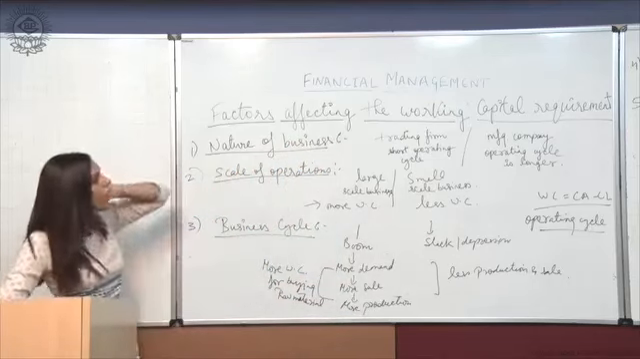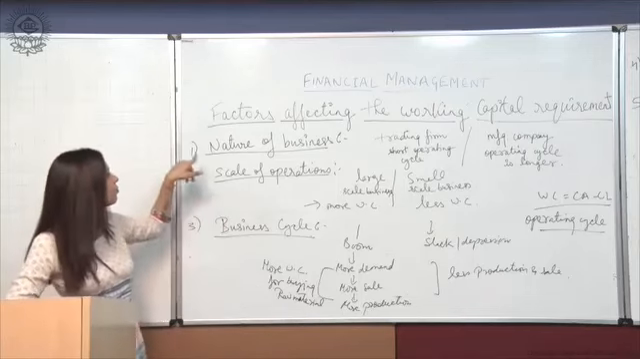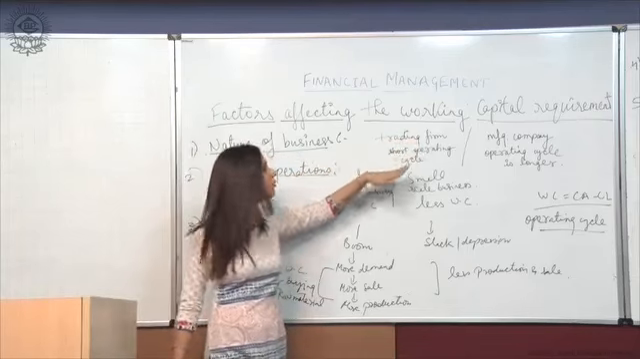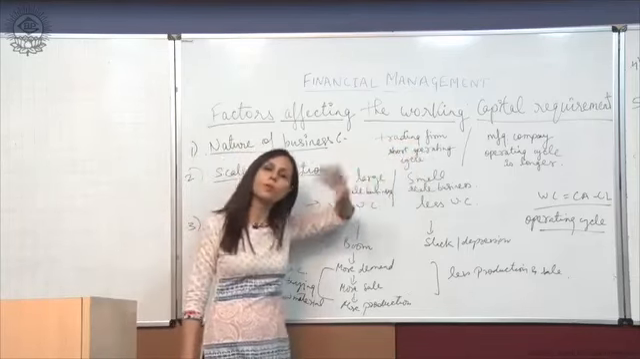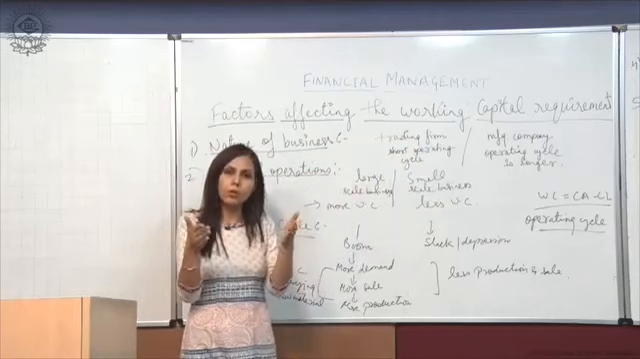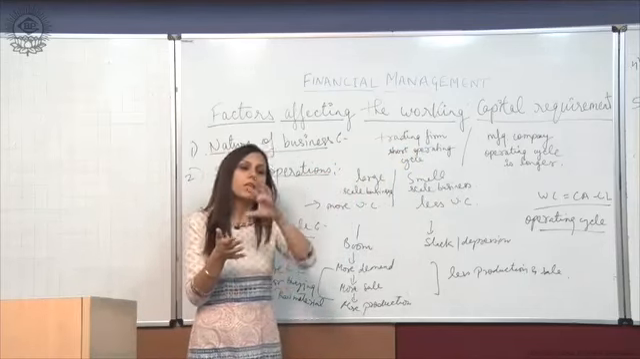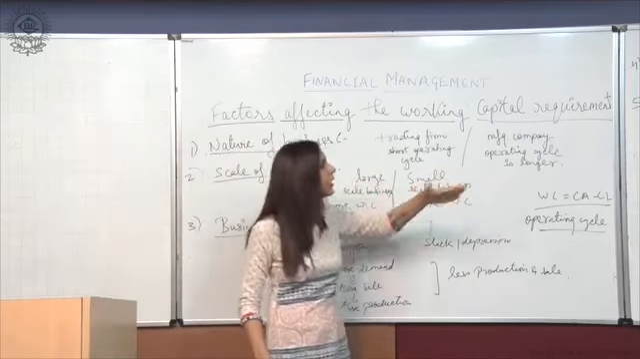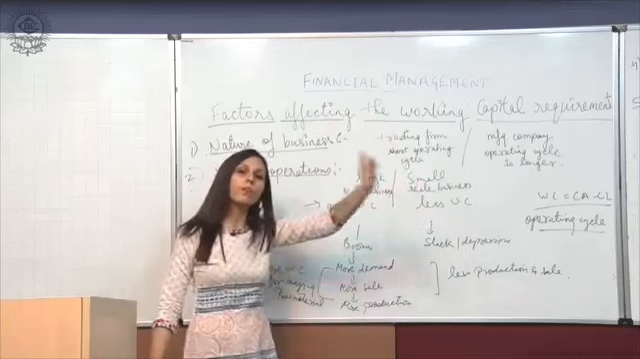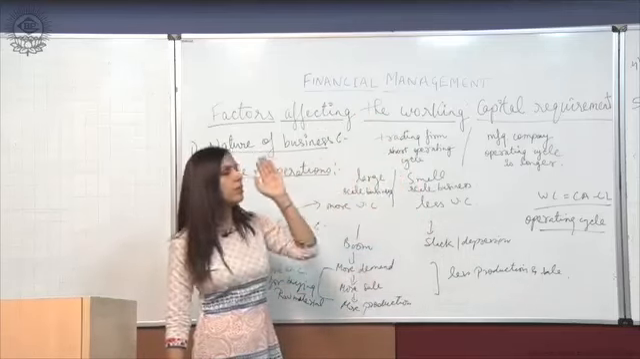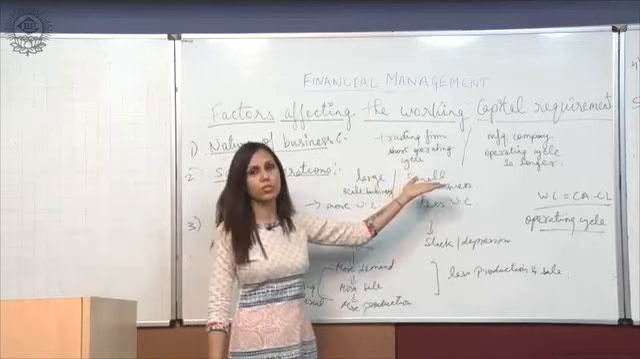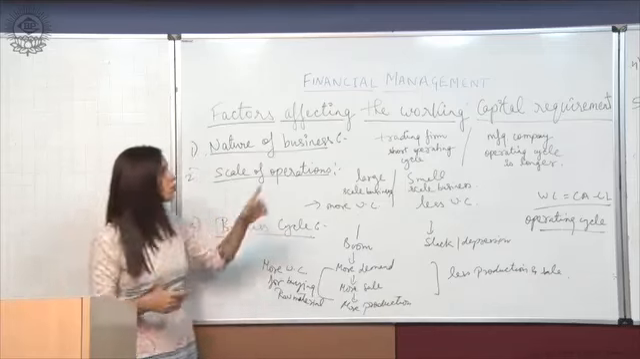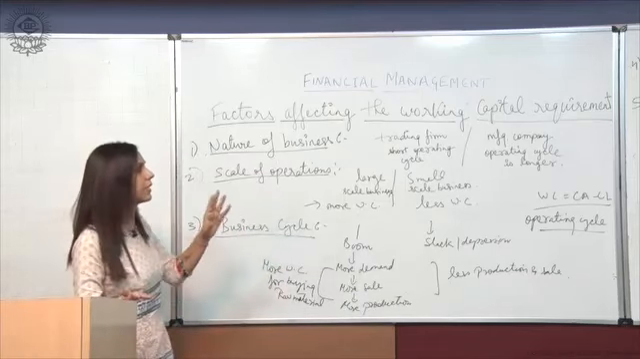So this is how operating cycle is related to the nature of business. In a trading firm we have a short operating cycle. Short operating cycle means it takes less time to convert the raw material into cash, right. And in a manufacturing company, it takes a longer period of time to convert raw material into cash or bills receivable or debtors, or collecting cash from debtors, right. So it has a longer operating cycle.